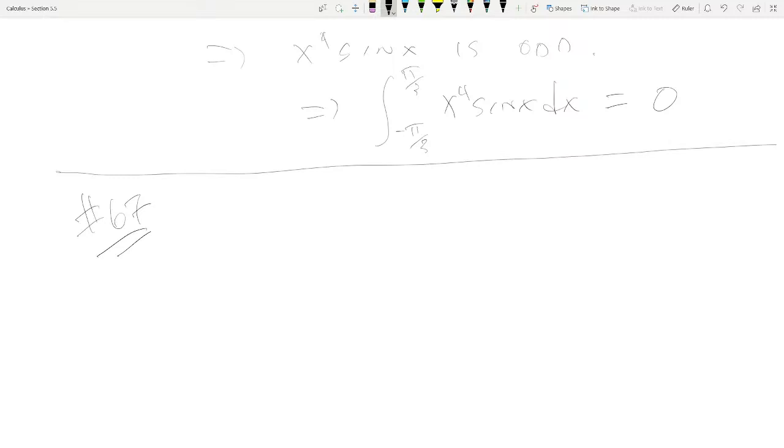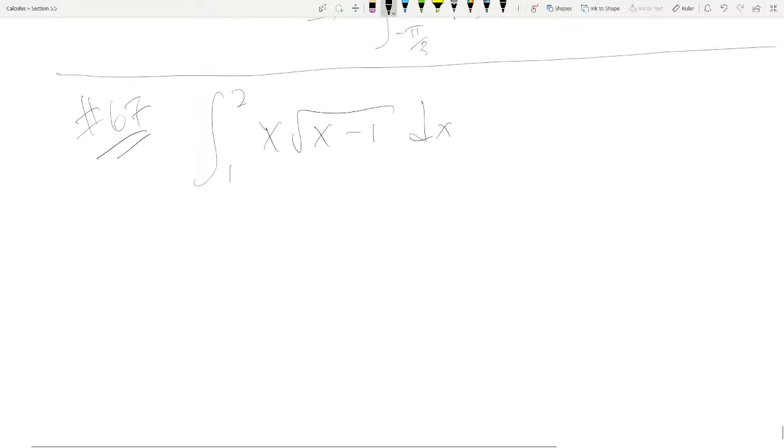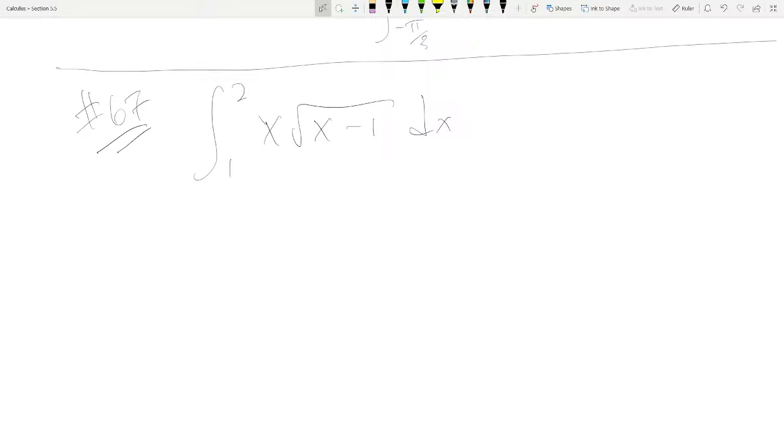Moving on, number 67. Integral 1 to 2 of x root x minus 1. Well, this is going to be one of those little tricky ones. It's a little bit more of an advanced u substitution. By now, if you're on number 67, hopefully you're in the habit of picking the stuff inside of the square root as your u. You'll be a little disappointed when you see that all you get is dx for du.